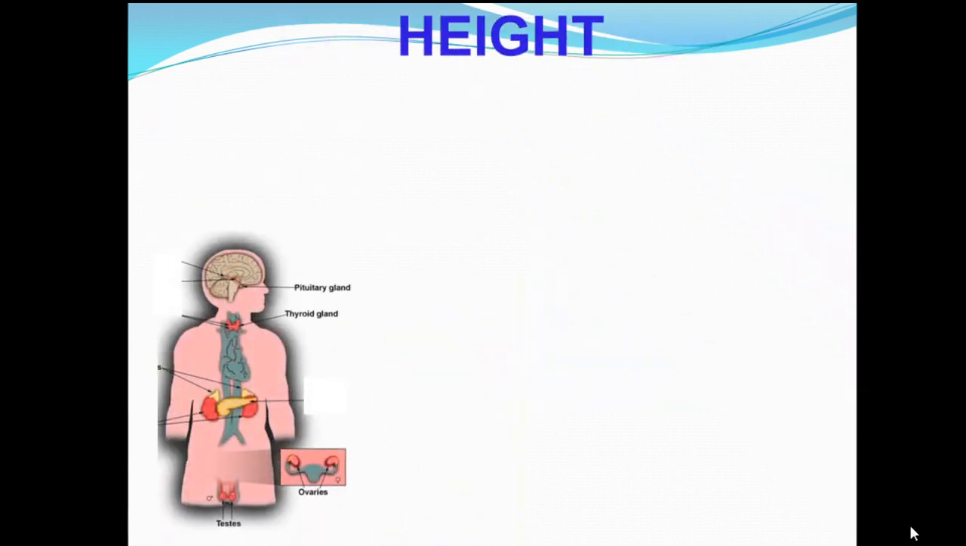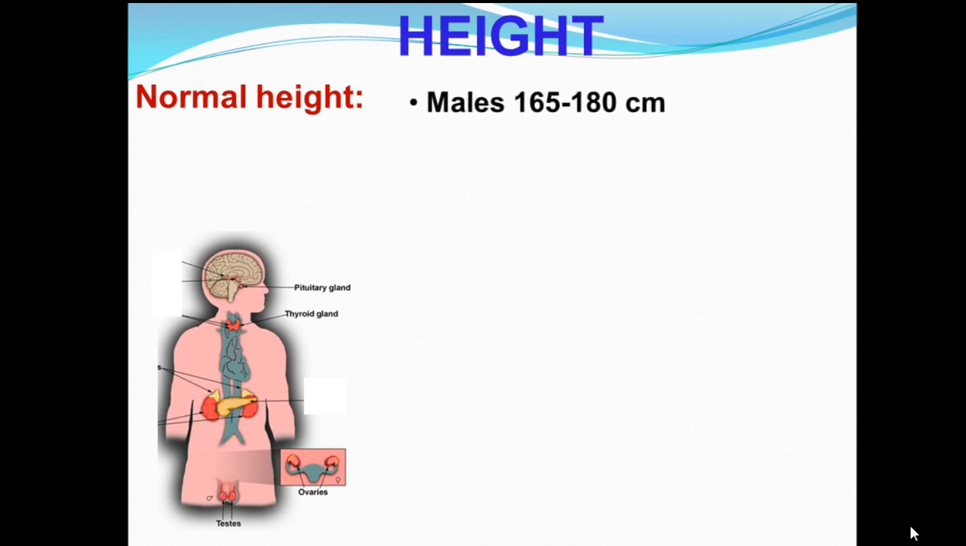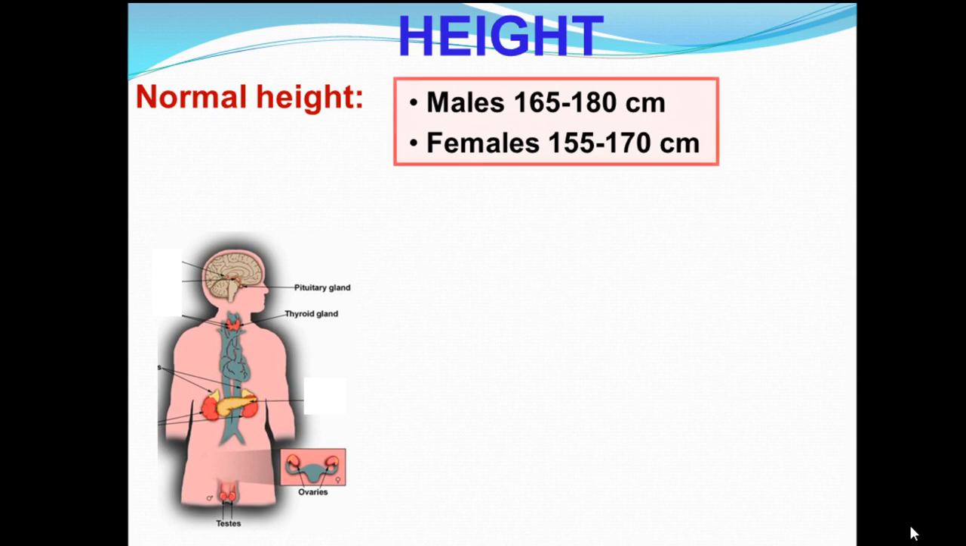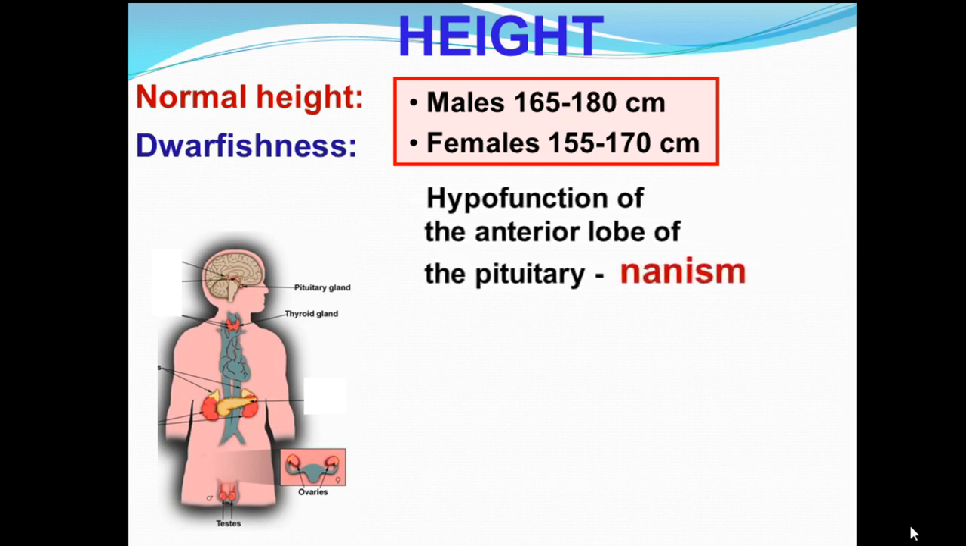Height. Our height is regulated by the glands of the endocrine system, and first of all, the pituitary, thyroid gland, and sex glands. As a result, we distinguish normal height for males and females, which is slightly less. If the height is less than 150 centimeters, we are talking about dwarfishness, which appears due to hypofunction of the anterior lobe of the pituitary and is called nanism, because the patient is delayed only in physical development, but his mental activity is completely intact.